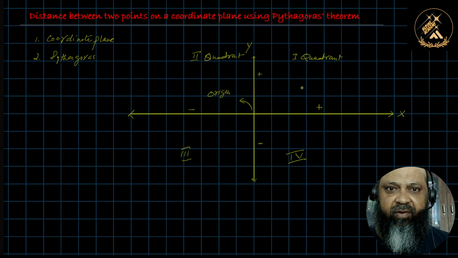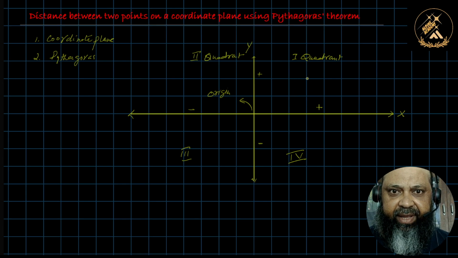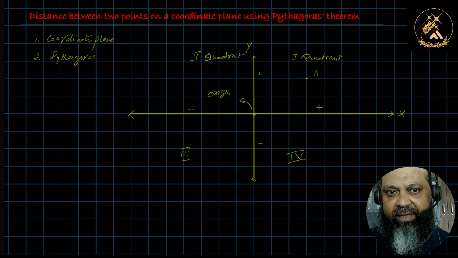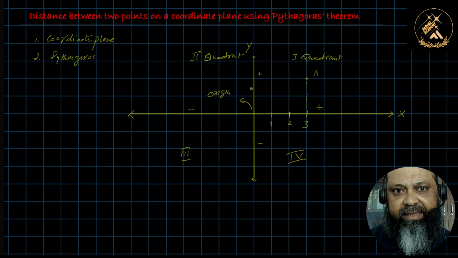Any point located here, for example this point A, I need to find out two things about it to know where it is located. First, how far it is along the x-axis. This is the first mark, the second mark, the third mark, so it is at 3 on the x-axis. Similarly, on the y-axis it is 1 and 2, so it is at the second value of the y-axis.